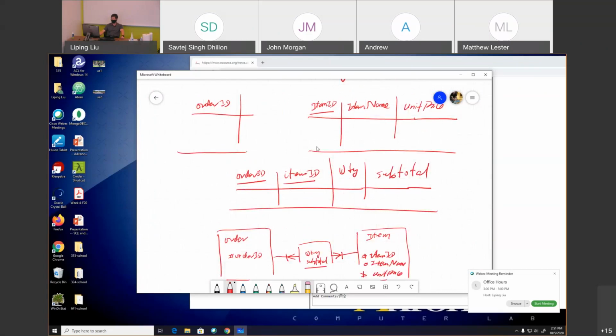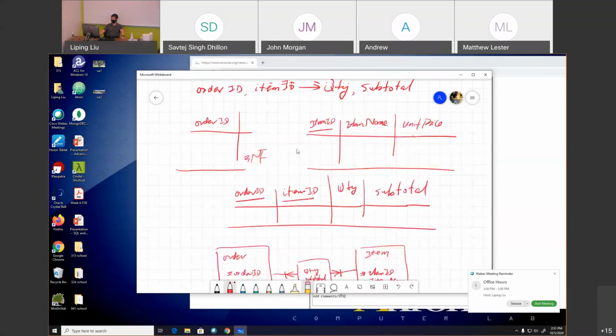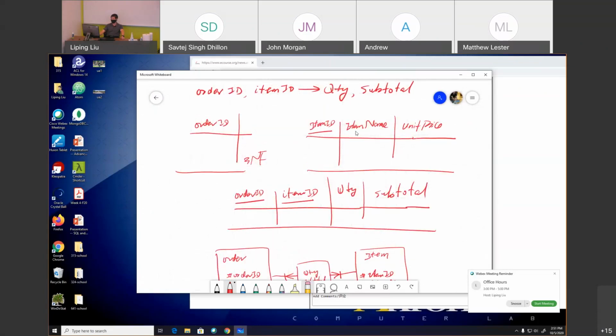Okay, so now we continue. We are going to check third normal form violations. To do that, there's no need to check this one because this one has no non-key columns. And then we're going to check the second table. This item ID has item name and the unit price. So we have 2 non-key columns, item name and price. Do they depend on each other? If you know the price, can you know the name? If you know the name, can you know the price? Neither. So this one is fine with third normal form.